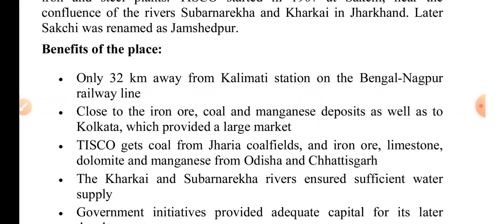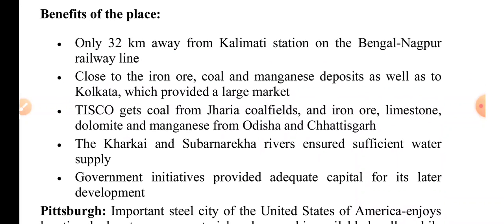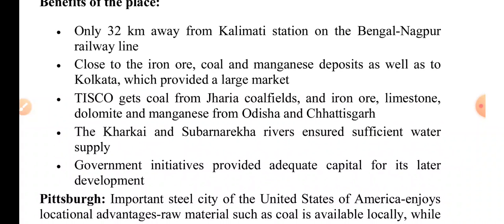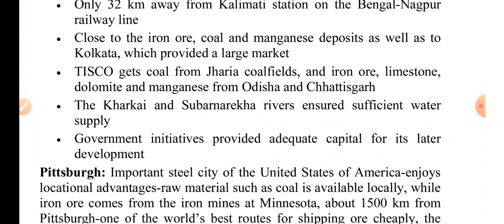The benefits of the place: only 32 km away from Kalimati station on the Bengal-Nagpur railway line, close to the iron ore, coal, and manganese deposits, as well as to Kolkata, which provides a large market. TISCO gets coal from the Jharia coalfield and iron ore, limestone, dolomite, and manganese from Odisha and Chhattisgarh. The Karkai and Subarnarekha rivers ensure sufficient water supply, and government initiatives provided adequate capital for its later development.